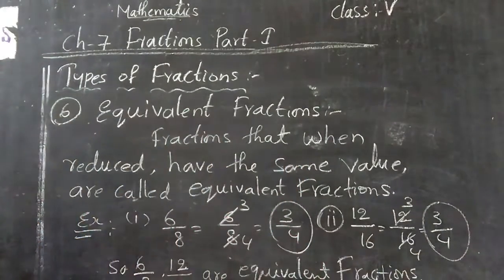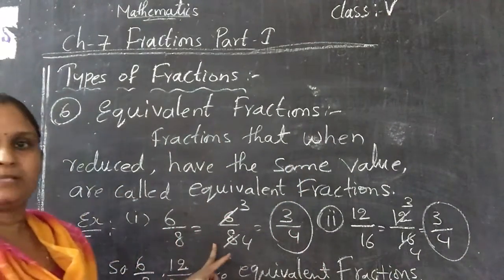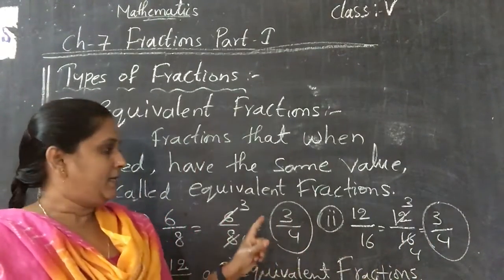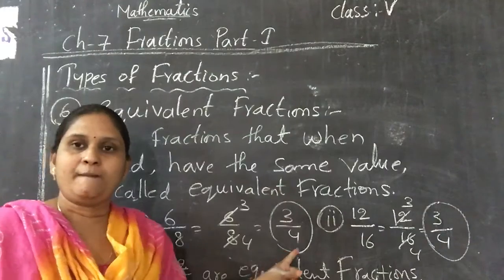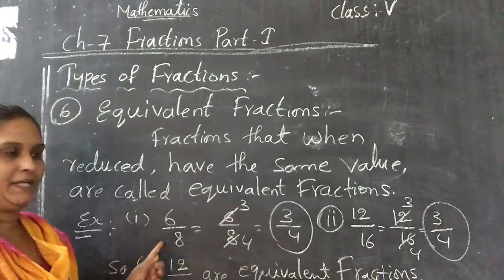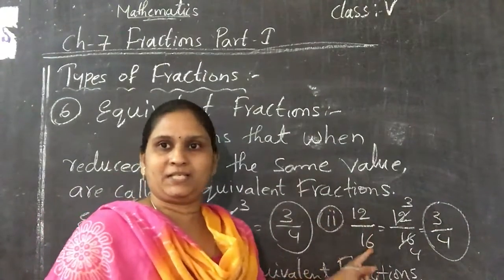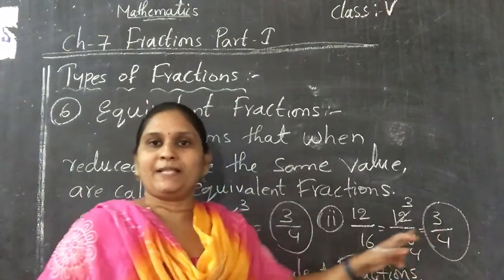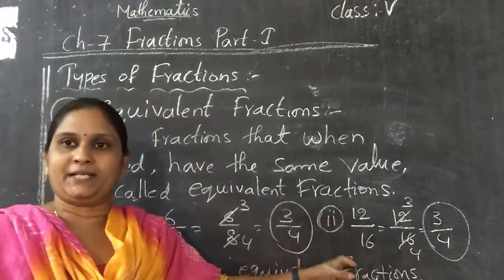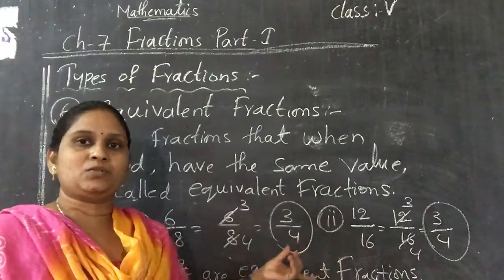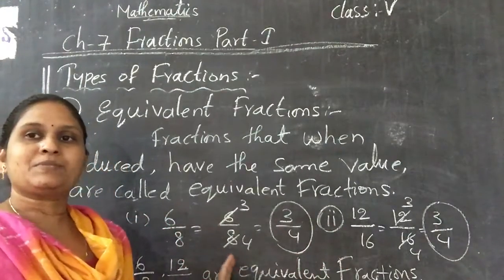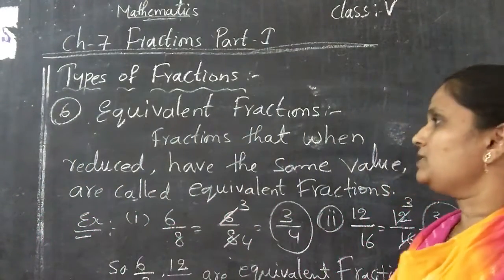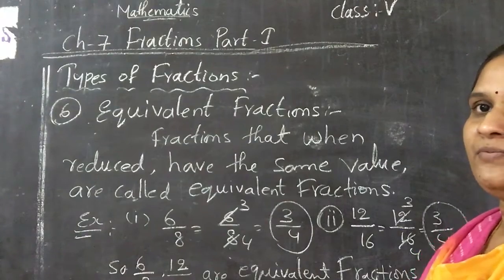Equivalent fractions means after simplifying we should get the same answer. Here we got 3/4 as the same answer, no? But the fraction is different, 6/8, and here 12/16. The fractions are different, but the answer is 3/4 only. So when we get the same answer, those fractions are known as equivalent fractions. Okay, copy it neatly, children. So like this, six different types of fractions are there.